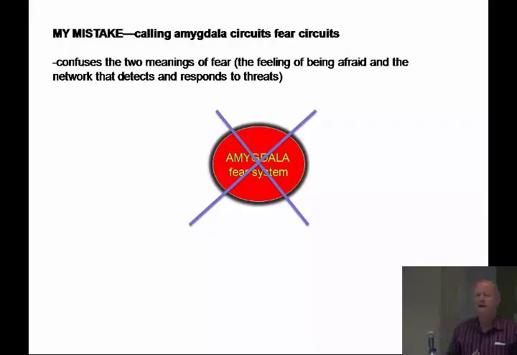So the mistake I've made over the years is to call this thing that the amygdala has been doing in the control of all these responses a fear circuit, because that automatically takes you down the path to fearful feelings. And by confusing these two meanings of fear, a brain system that controls responses in the presence of threatening stimuli and a brain system that experiences fear, I think that I've done the field a disservice. So here's my confession.